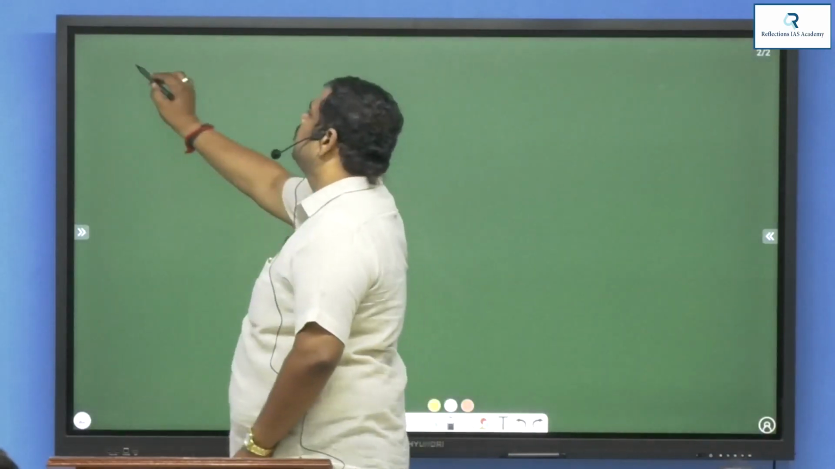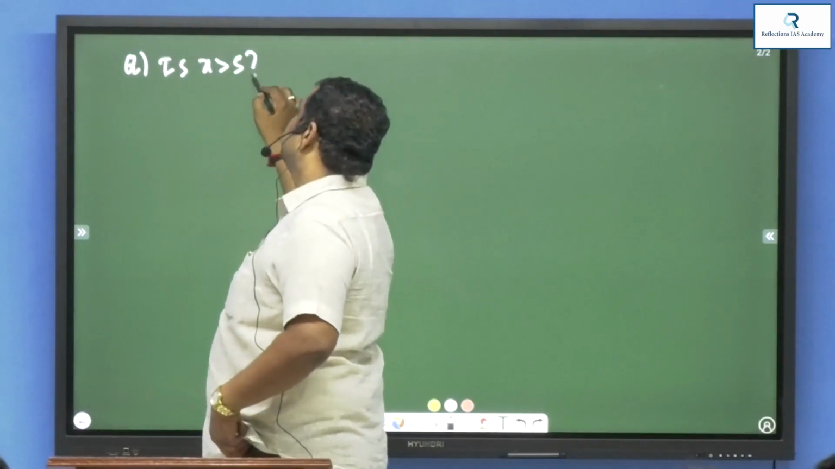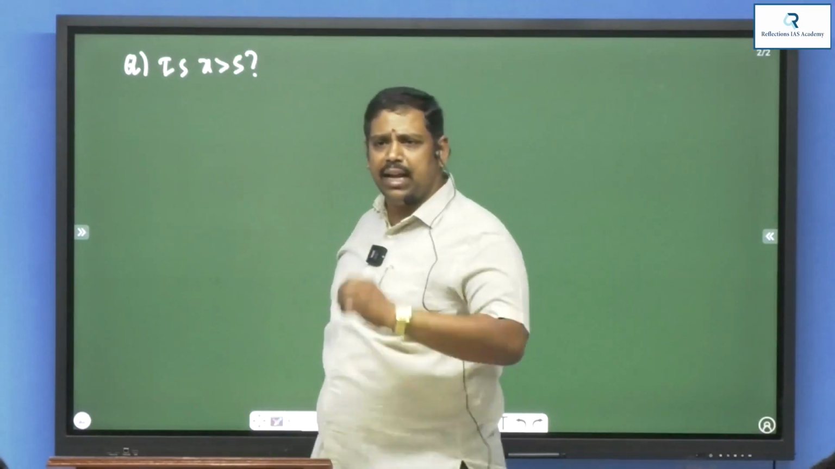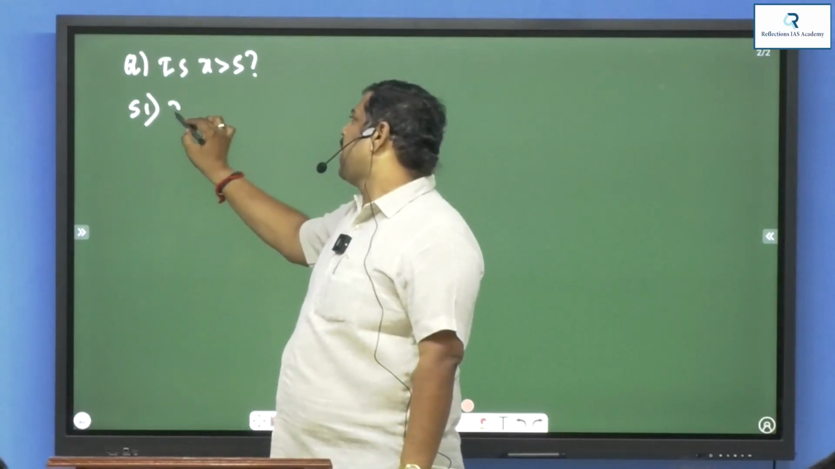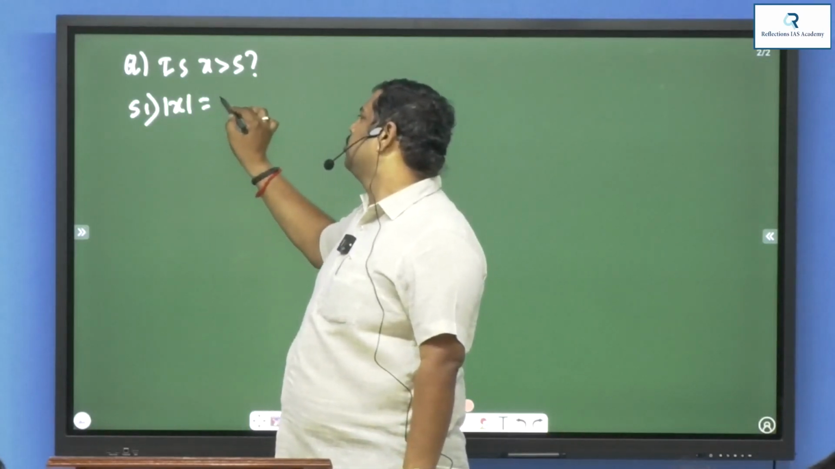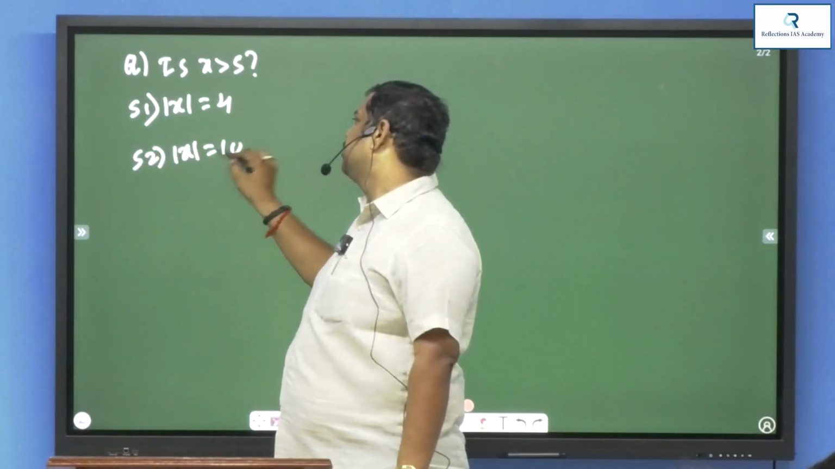Right, good. So, question. Is x greater than 5? Statement 1: mod x is equal to 4. Statement 2: mod x is equal to 10.